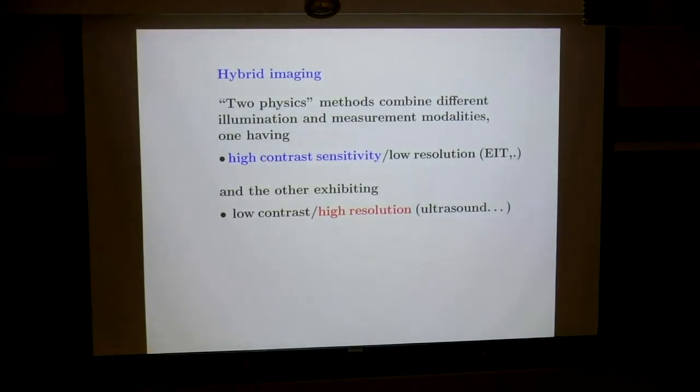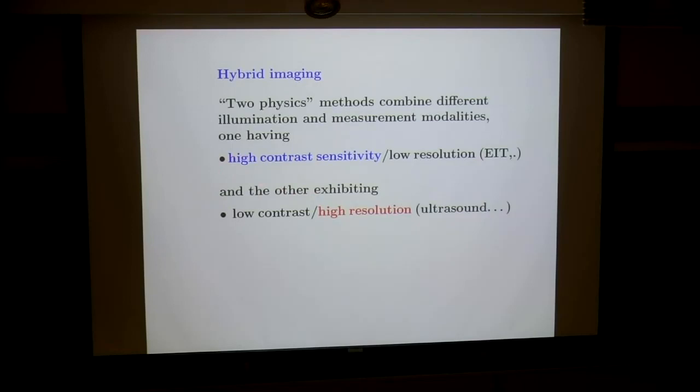Okay, so because of that, there was interest in hybrid imaging. Hybrid imaging is sometimes referred to as two-physics or multi-physics imaging. So this involves 2 different physical phenomena. It could be EIT or it could be something else, but one of them has high contrast sensitivity and low resolution. So even though EIT has low spatial resolution, it is very sensitive. If something is there, even if it's small, it probably will be able to tell that it's there, while there are other things, for example, CT and ultrasound, that are not necessarily so good in that regard.